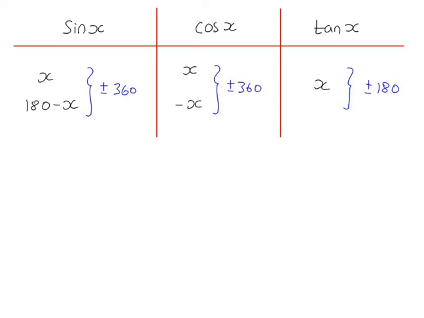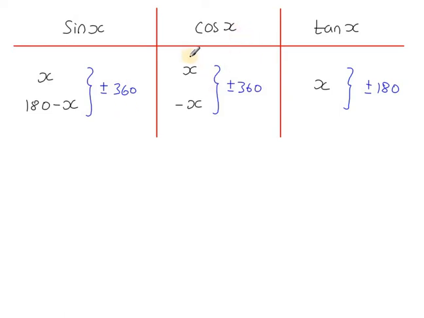So for an equation involving sine x, x is the initial angle you get from your calculator. You do 180 minus that angle, and now you've got two angles. And then from both of these two you can do plus or minus 360 as many times as you like, and you stay within a given range when you're solving a problem.